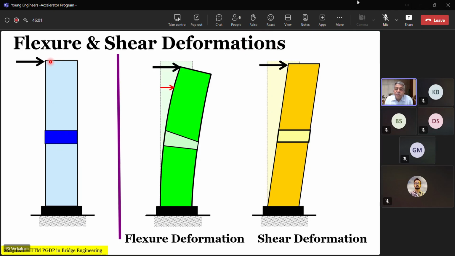Suppose there is, for ease of understanding, we will take a simple cantilever member and we apply a lateral load. So there are two types of deformations possible. One is a flexural deformation and one is a shear deformation. What is the difference? What's the difference between a flexural deformation and shear deformation? No difference? What's the difference?